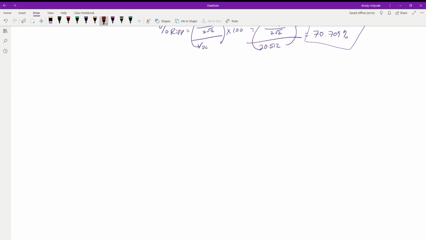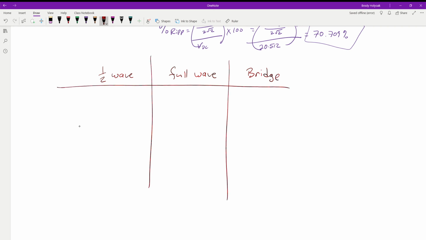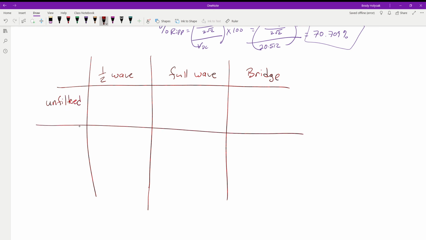So to kind of put these things in comparison, let's look at these guys real quick all together. So I'm going to make this chart, and I'm going to come back and reference this as we get through all of these components. But now we've done our unfiltered power supplies for all of these. So we're going to have a half wave, we're going to do a full wave, and we have the bridge. Okay, so those are our three main types of power supplies that we're going to be looking at. We're going to break those up into an unfiltered, a filtered, and a pi filtered.